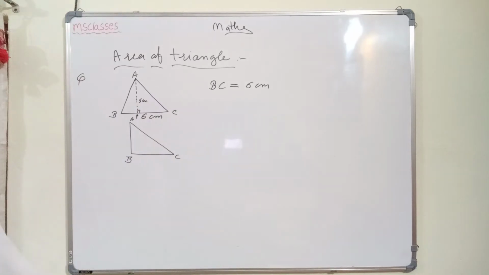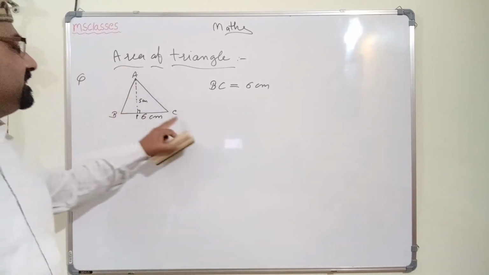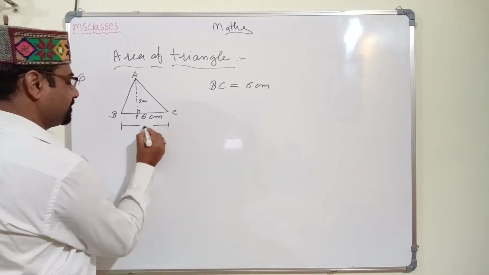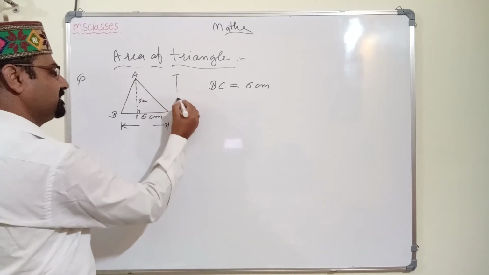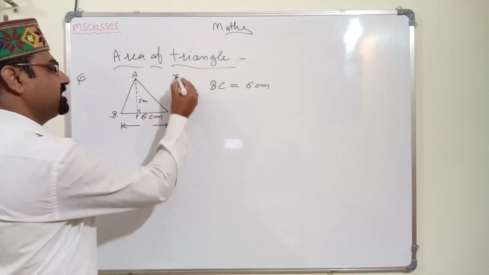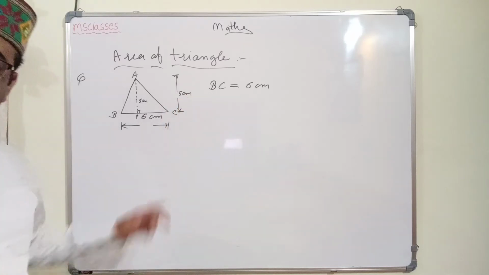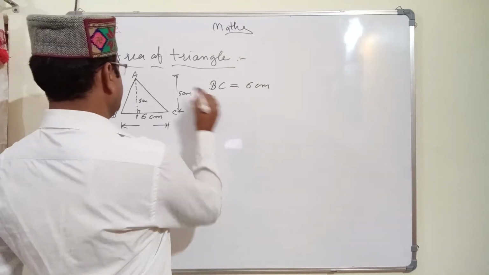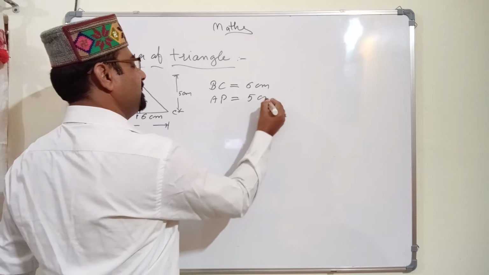So guys, if we have only this triangle ABC, its base, this is equal to 6 centimeter, right? And this is perpendicular distance. This perpendicular distance, this is 5 centimeter. We need only these two things to calculate the area of a triangle. Now AP, this is equal to 5 centimeter.